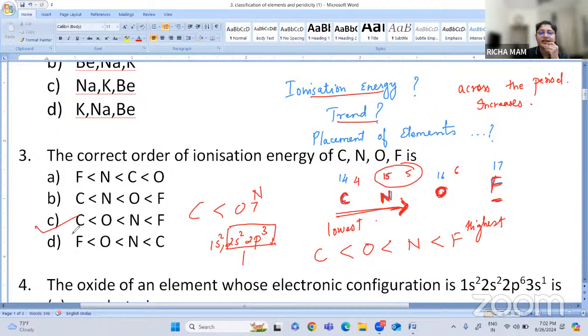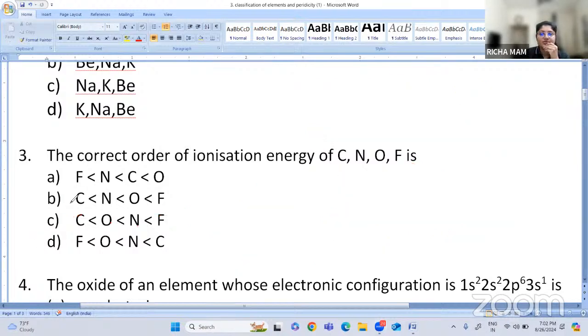Okay. So because of that, the trend which is followed, the correct order of ionization energy is this. Carbon is less than oxygen, which is less than nitrogen, which is less than fluorine. So option number C is the correct answer. Okay, let us go for the next one.